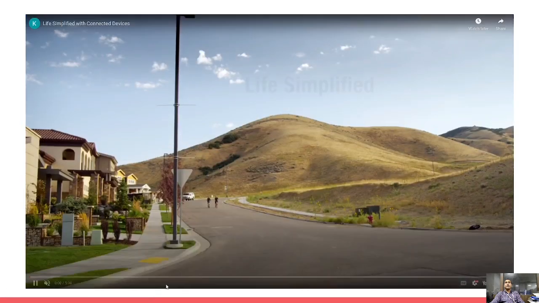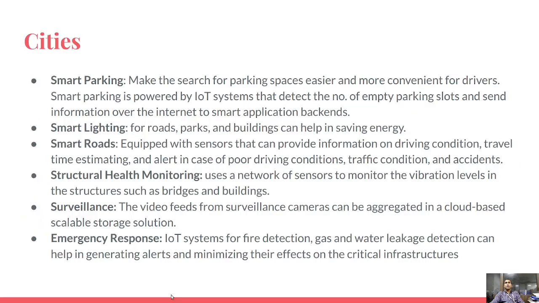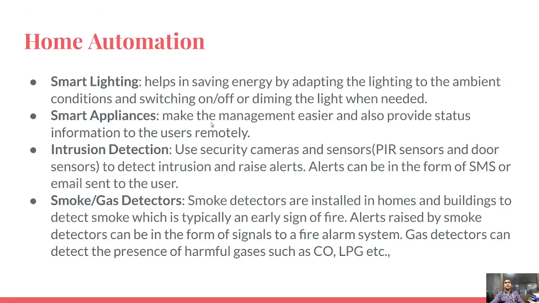So these are some of the applications of the smart home or smart home automation. Like we saw in that case, smart lighting, when the rooms were unoccupied, the lights were being turned off. Smart appliances were there, like the oven was preheating automatically, intrusion detection, smoke and gas detection. All these things we saw in that video.